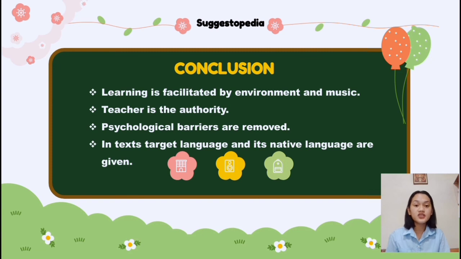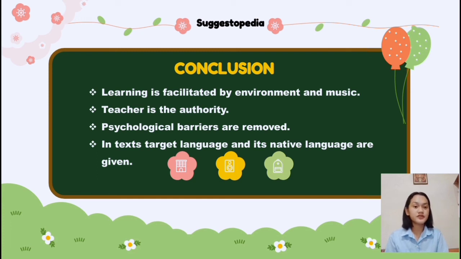Next, the teacher is the authority. So the teacher is important in the classroom. In fact, they are treated as the authority. The teacher becomes a figure of authority by displaying self-confidence, acting ability, and a highly positive attitude.